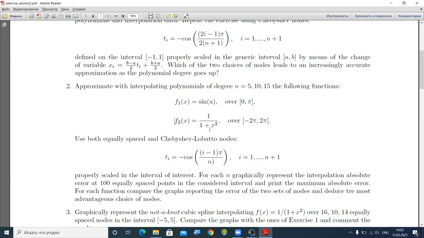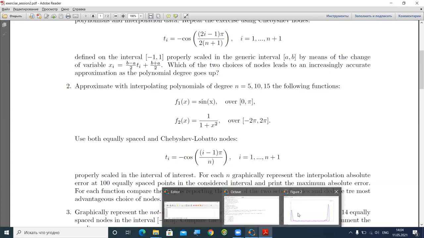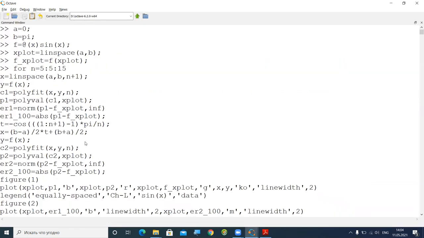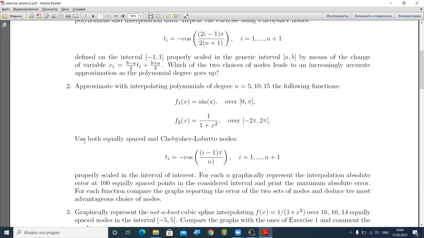And here we have more errors and more difference between the graphs of these functions. But for sine x, we showed that they are very close to each other. Okay, now work with this function again. And here, let's write one more time. But in this case, the Runge function is given in the interval minus 2 pi to 2 pi.